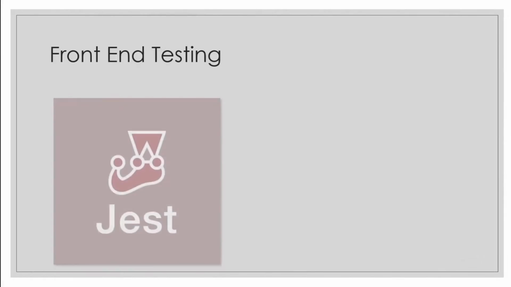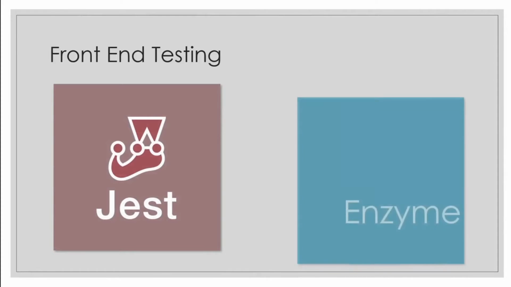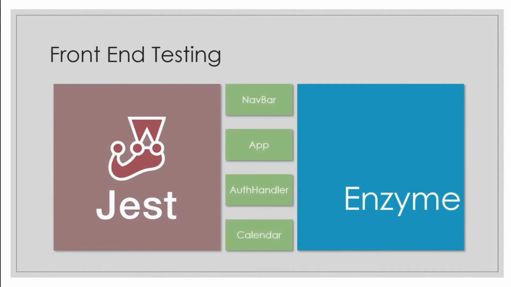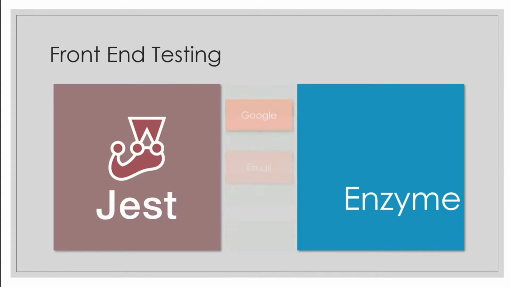For front-end testing, we use the Jest framework to set up and run our test suites and the Enzyme framework to create examinable React components for testing. By using a combination of automated test cases targeting each individual front-end component, as well as manual tests for valid Google credentials, emailing, and GET and POST requests, we can ensure that our application is functioning properly now and for future builds.